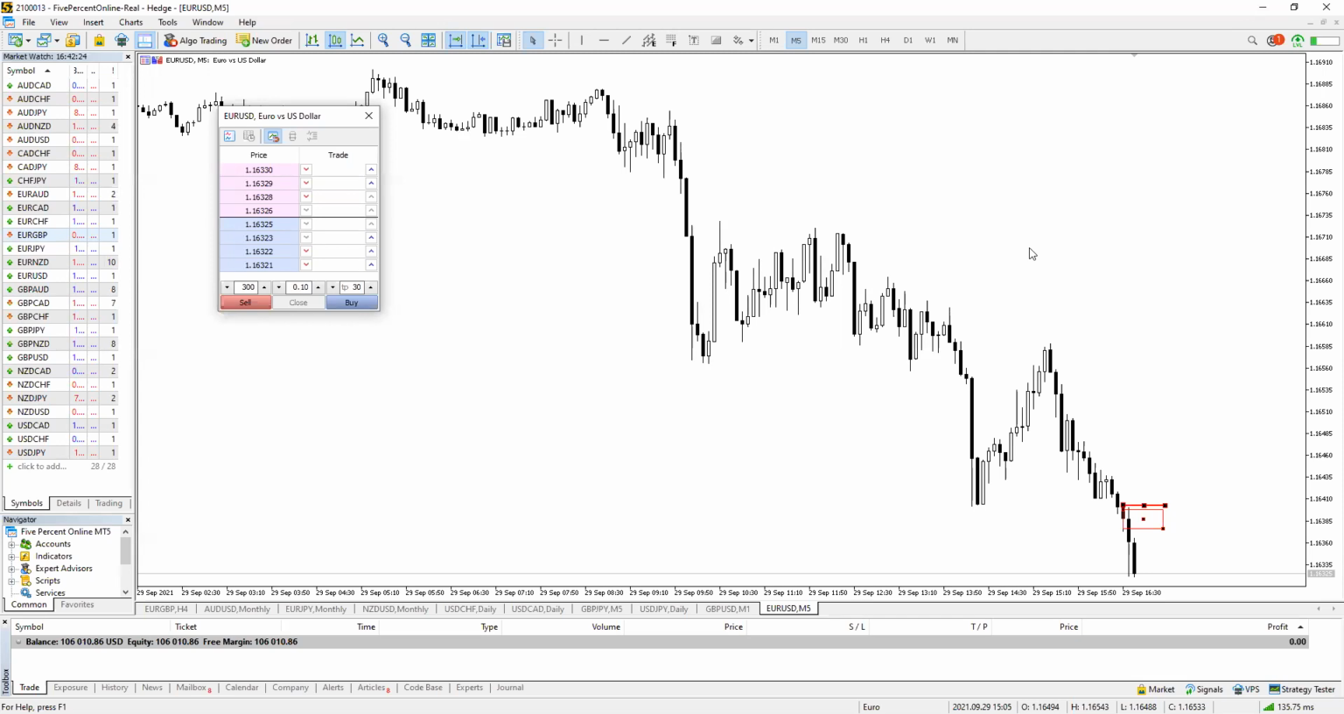Barry, USD franc close to supply level. Let's see that.